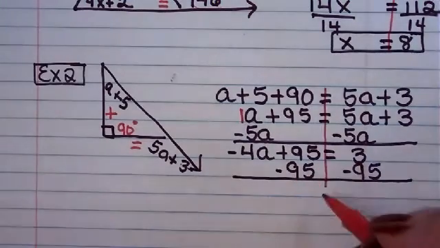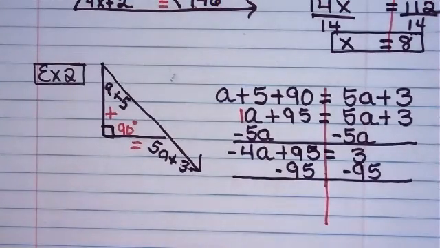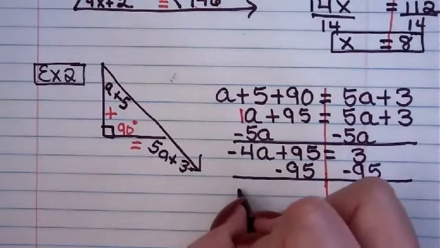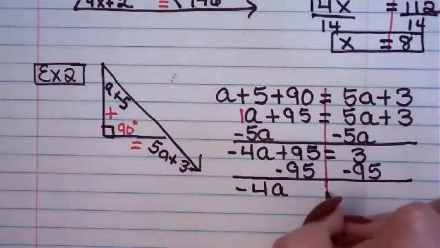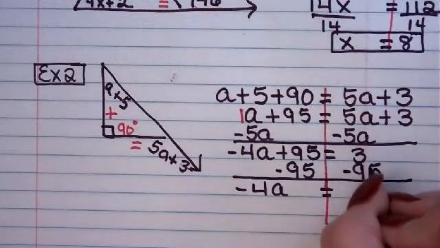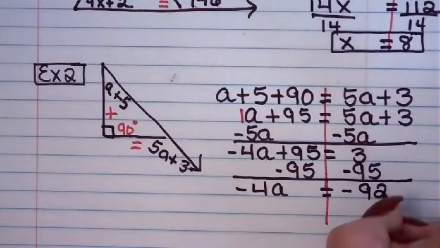Make my river just a little bit longer. Made my river too short. Now, I bring down the negative 4A. The 95 minus 95 cancels out. That's equal to 3 minus 95, which is negative 92.